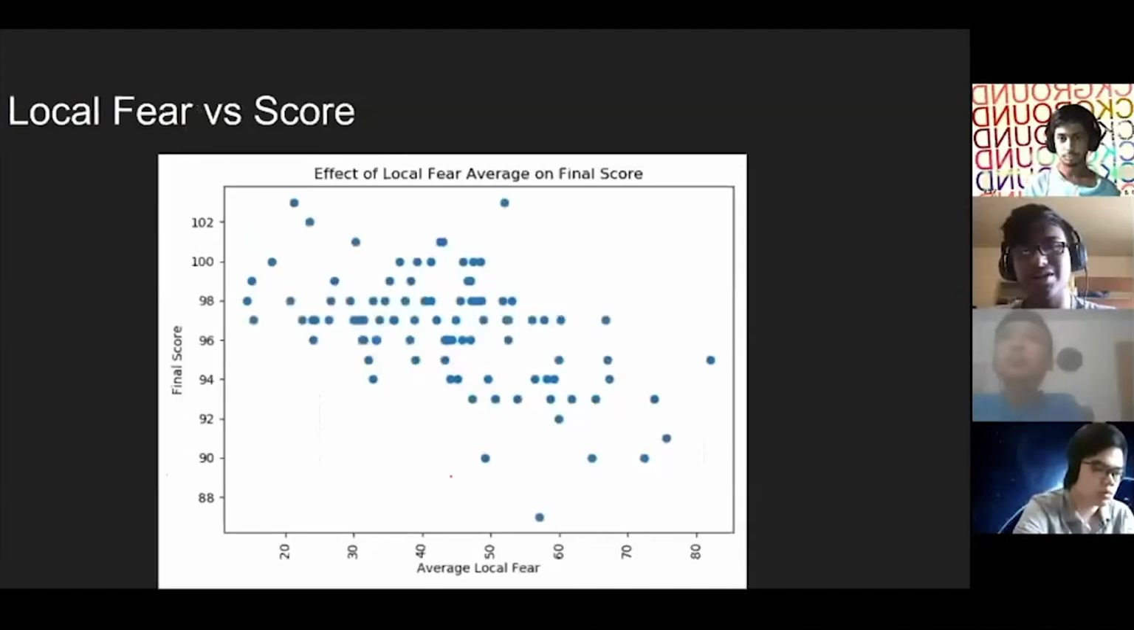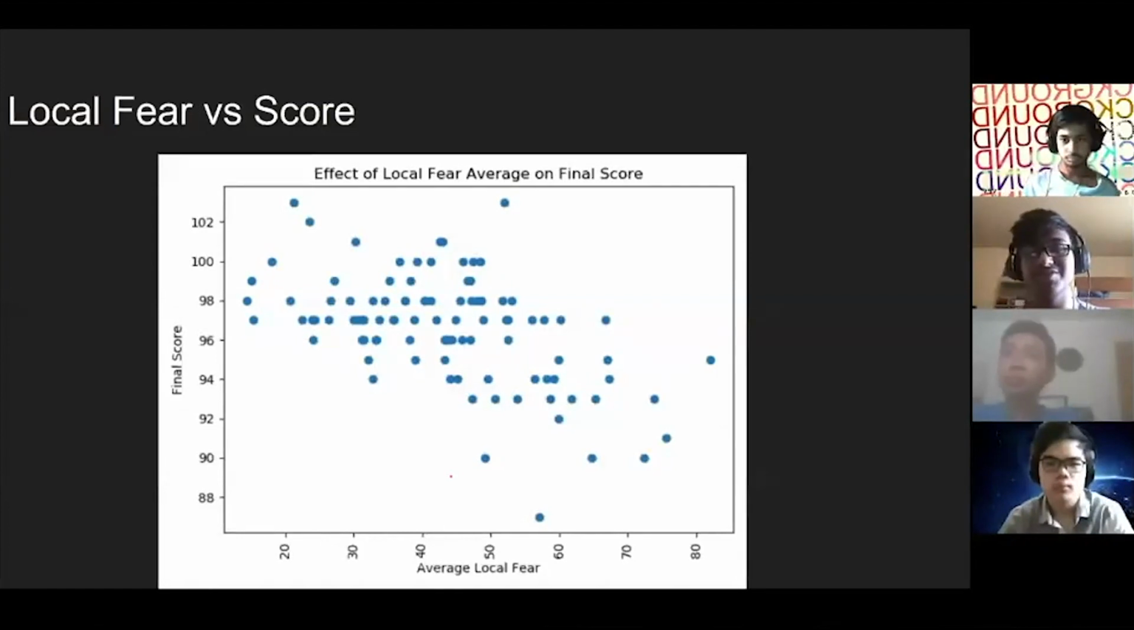Moving on to our next graph, we have here local fear versus score, which shows a scatter plot comparing the local fear average of a game to the final score of it. Our original hypothesis here was that a local fear average closer to the point where no events occur would result in the highest possible final score, as we thought the events overall would have a negative impact on it.